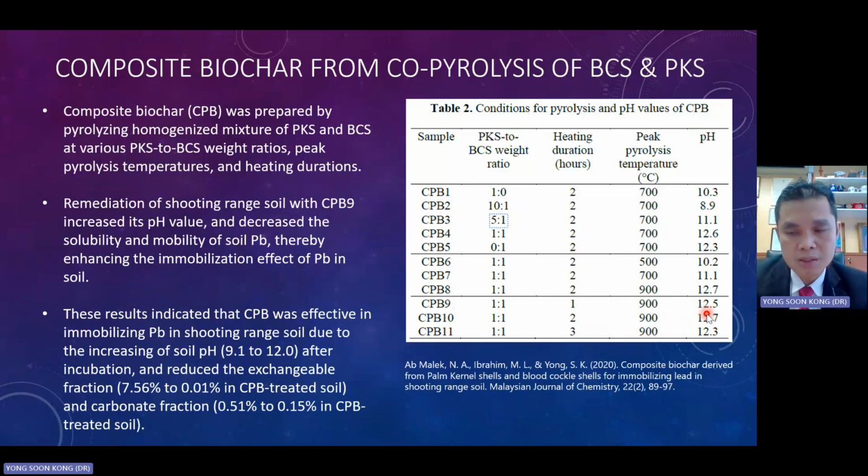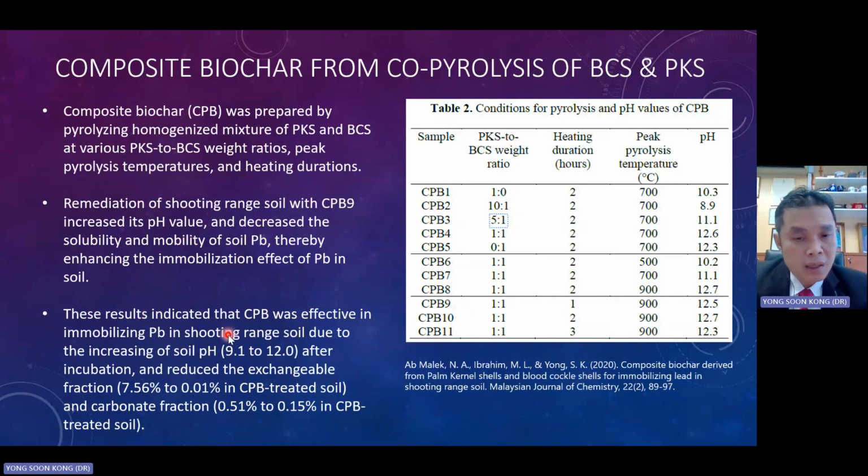Now, the high pH of this material is possibly mainly due to the presence of calcium oxide. Given the high temperature, this is exactly the calcination temperature. So the remediation of soil is carried out using CPB9 once again. It increases the soil pH value, and at the same time, it decreases the solubility and mobility of soil Pb. As a result, it brings about the immobilization of the lead inside the soil.